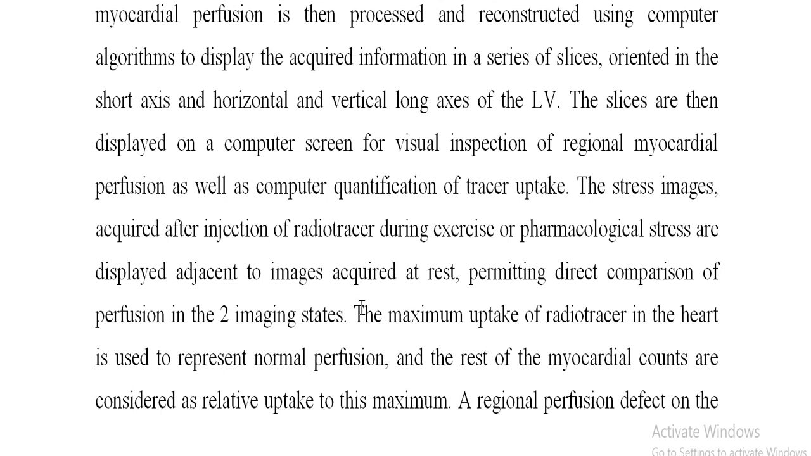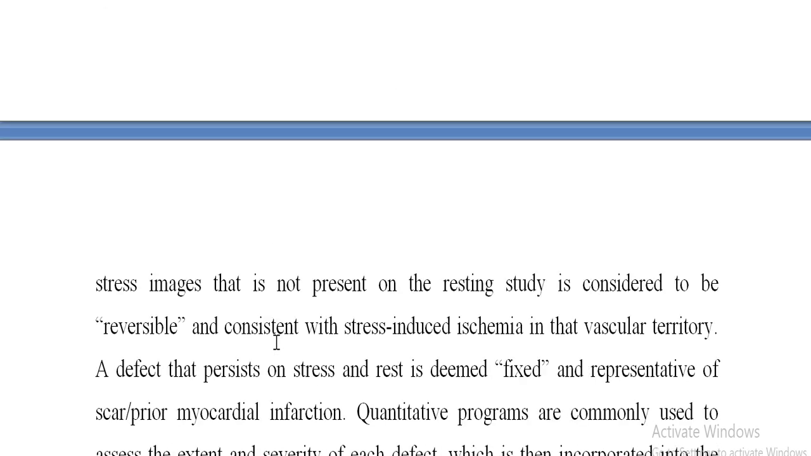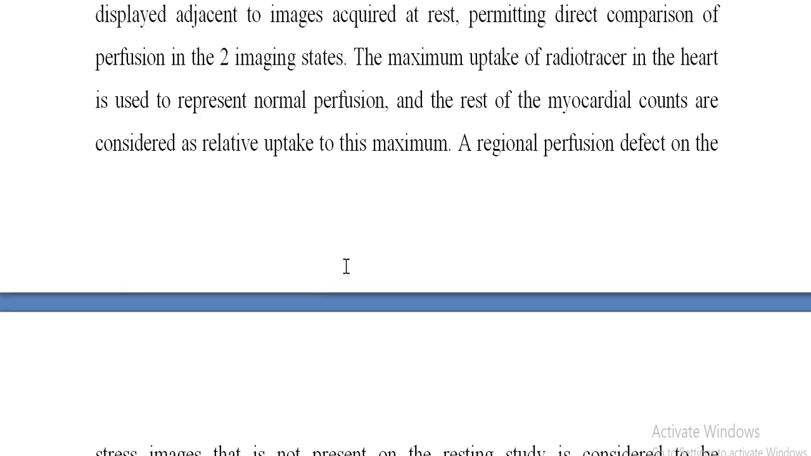The maximum uptake of radiotracer in the heart is used to represent normal perfusion, and the rest of the myocardial counts are considered as relative uptake to this maximum. A regional perfusion defect on the stress images that is not present on the resting study is considered to be reversible and consistent with stress-induced ischemia in that vascular territory.